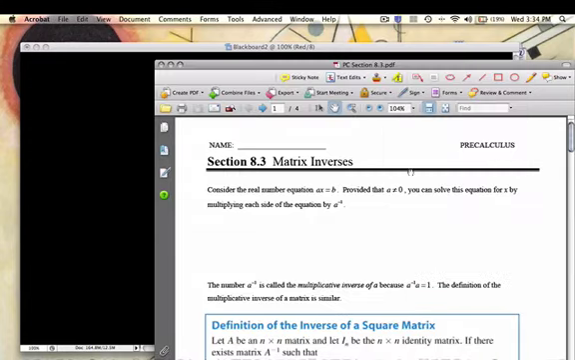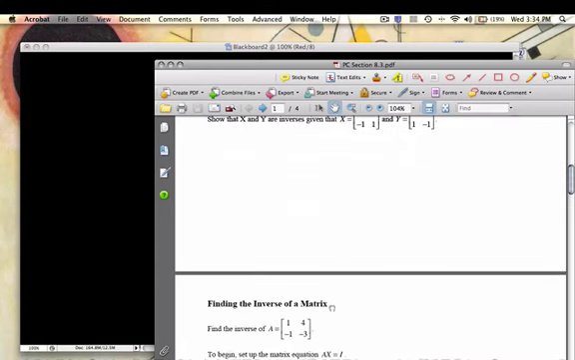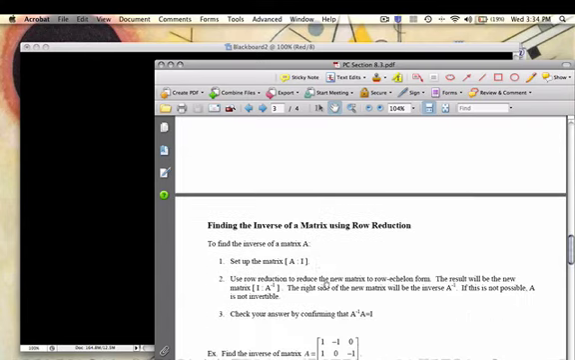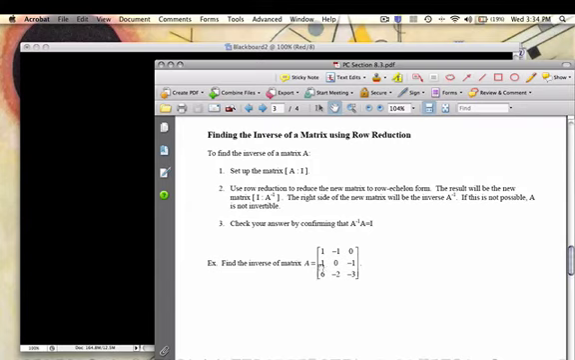Okay, now we're going to look at an example of a 3 by 3 matrix. This is on page 3 of your notes. Okay, we want to find the inverse of matrix A, and we're given this 3 by 3. Here's the step-by-step process written out here that we saw in the previous example.